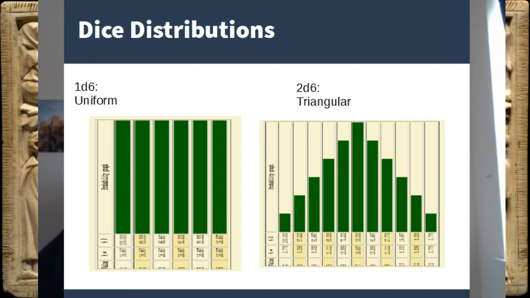So on the left, you have the results for 1d6, and you get either 1, 2, 3, 4, 5, or 6. Again, this is discrete probability. So there's a 1/6 chance of getting 1, a 1/6 chance of getting 2, a 1/6 chance of getting 3, and equal probability for each of those possibilities.